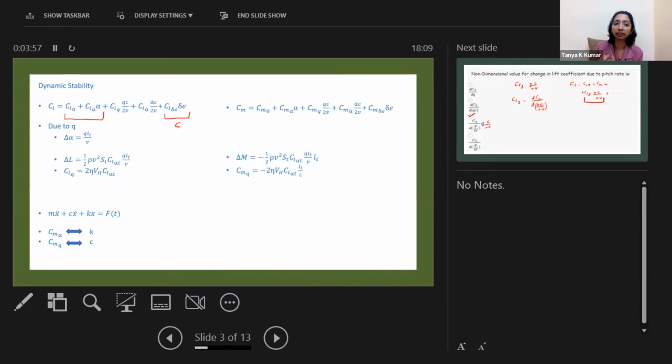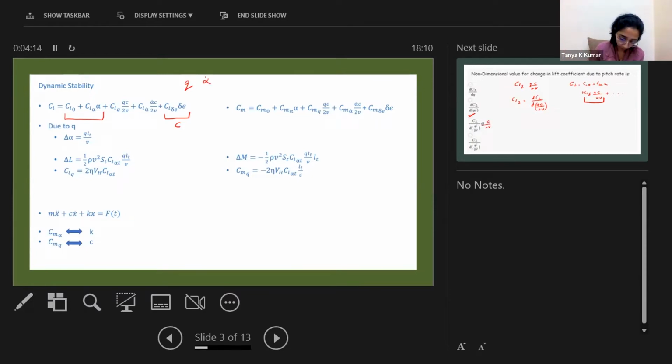Now when dynamic stability comes into picture, what comes is time. The time component comes into picture. When the time component comes into picture, you have parameters such as Q and alpha dot. What is Q? Q is the pitch rate. What is alpha dot? Rate of change of angle of attack.